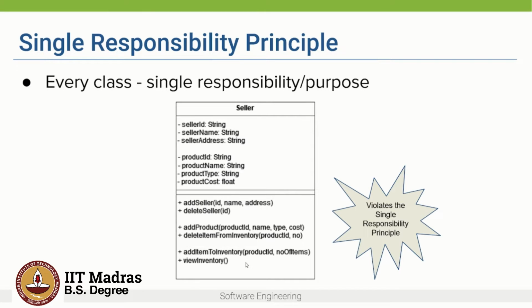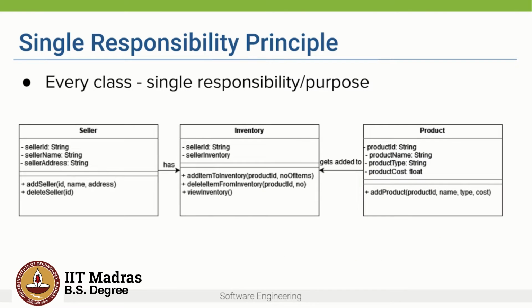So let's see how we can refactor this code. Refactoring means how can we change this code so that it follows the single responsibility principle. What we can do is split that big seller class into three different classes. The seller class contains details only about the seller and appropriate functionalities related only to the seller, like add seller and delete seller.